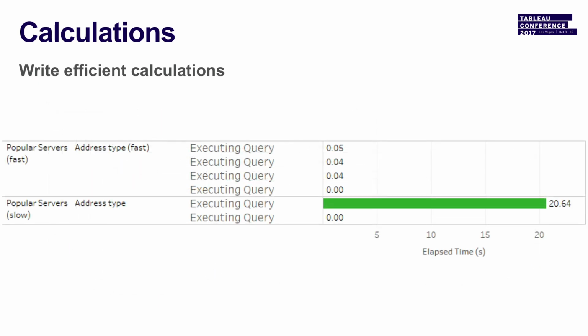And so from a performance perspective, the pane below shows the slow approach, and you can see it takes 20 seconds against 1,000 records. That's tiny. But when we fix it up and do it fast, it took under a second to run.